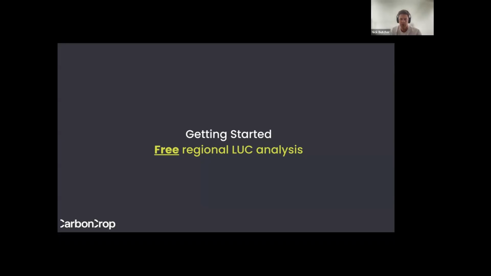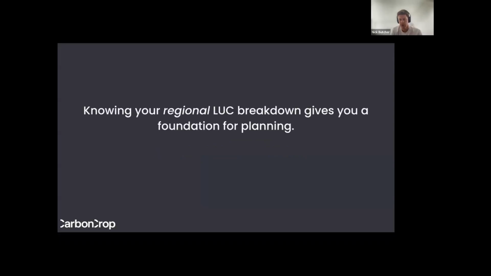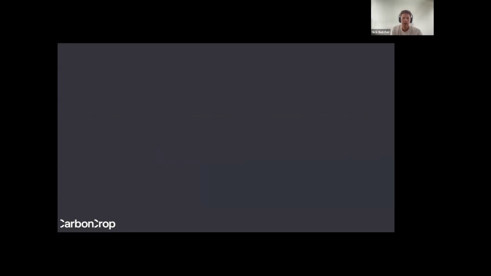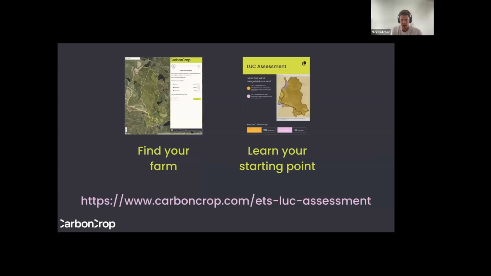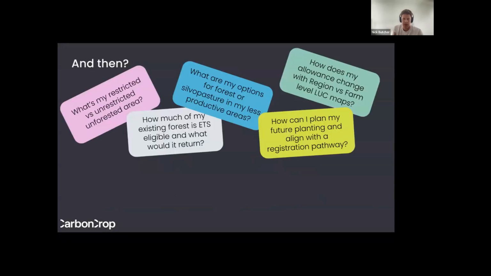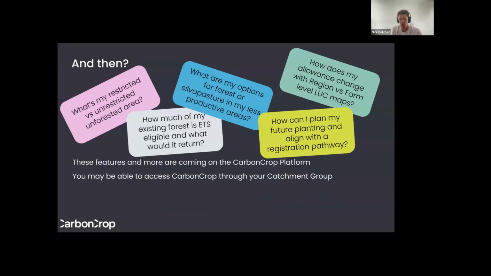We're still offering the regional LUC basic analysis for free. This is using high-level regional LUC breakdowns, which gives you a foundation for planning. The process is just to go to that URL. You can also go to, I think we've just called it Lucky, carboncrop.com/lucky. Find your farm, click submit, and then we'll email you a report that looks like this, which gives you the high-level breakdown. And if you want to then go further and use some of the explicit planning tools that I've just shared, and start answering some of these other questions, some of these features now exist in the platform. There's more coming still.